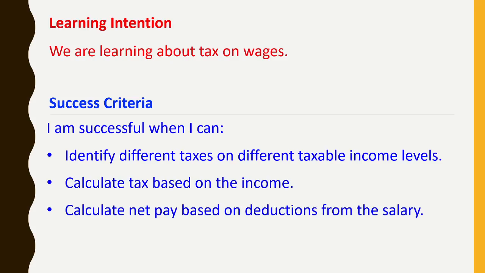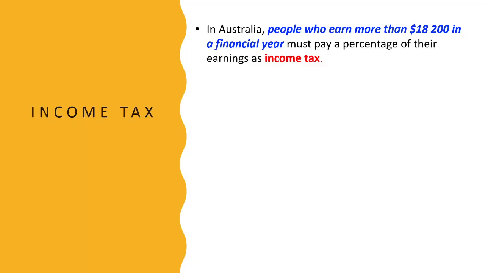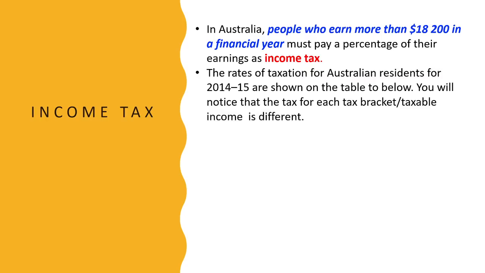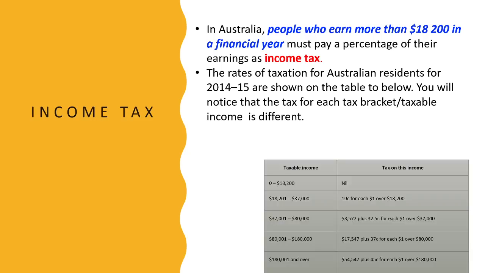In Australia, currently, people who earn more than $18,200 in a financial year must pay a percentage of their earnings as income tax. The rates of taxation for Australian residents are shown in the table down here. You will notice that each tax bracket has a different taxable amount.